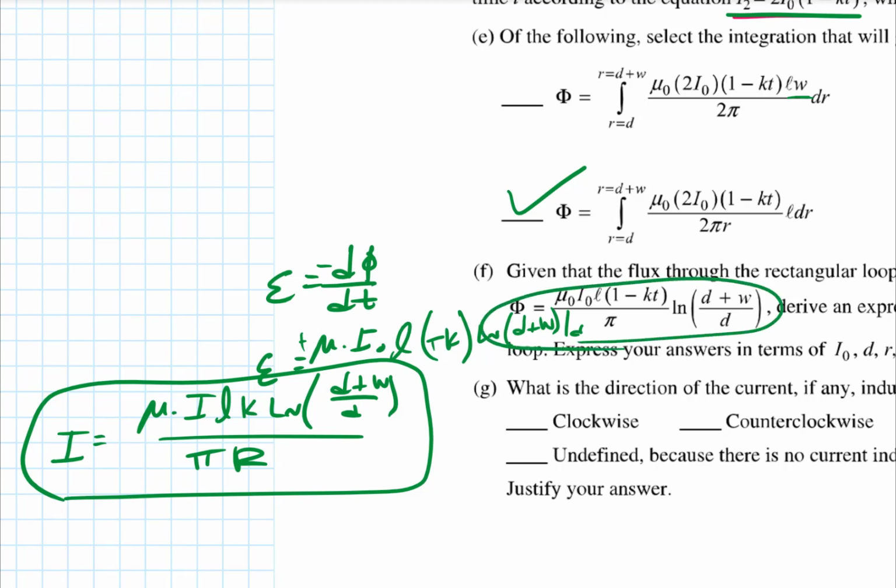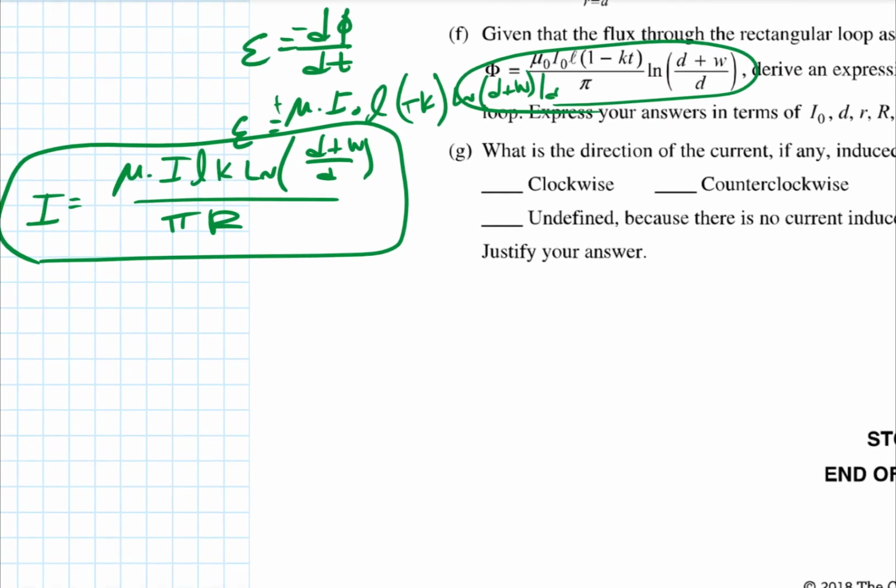What's the direction of current, if any, induced in the loop as seen in figure 3? So for this, what I really like to do is say, okay, what's the direction of the magnetic field? What's the direction of the change in flux? What's the direction of the induced magnetic field? And what's the direction of the current?